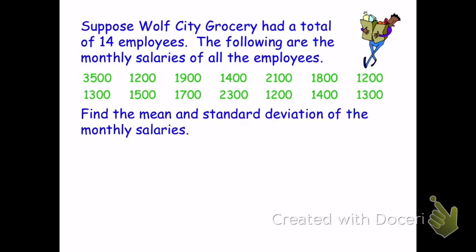I guess this is a different example. Wolf Grocery had a total of 14 employees. It gives us the salaries. How would I go about finding the mean and standard deviation of something like this? Put them in the calculator. So just do a list, and then I could do 1-var stats, get my mean and standard deviation. Is this a population or a sample? Actually, it's a population. Total employees. So it gives me all 14 employees.